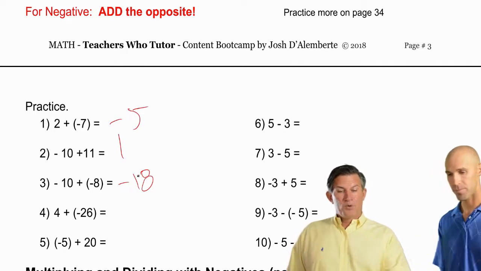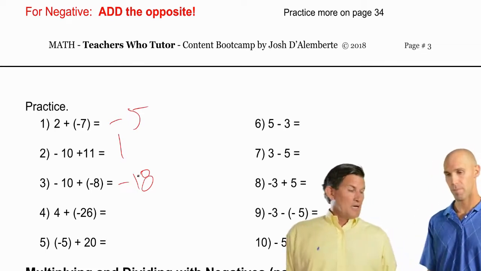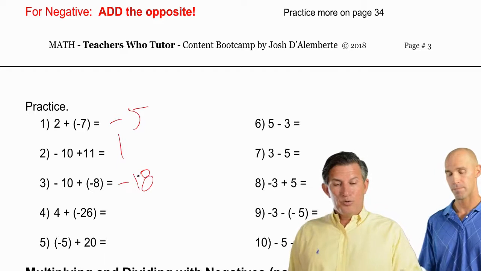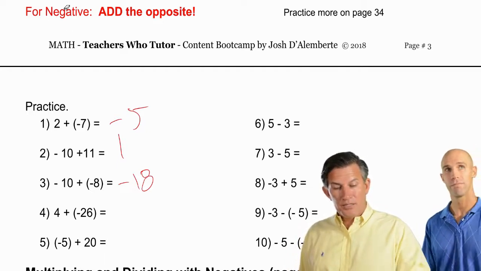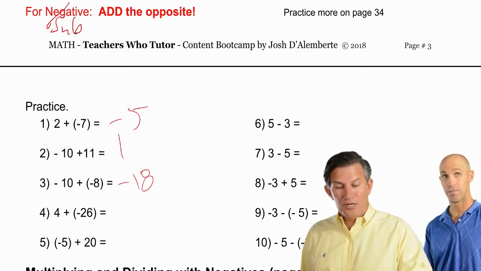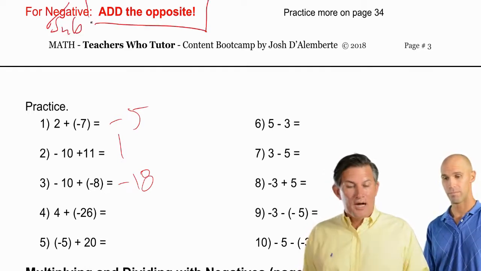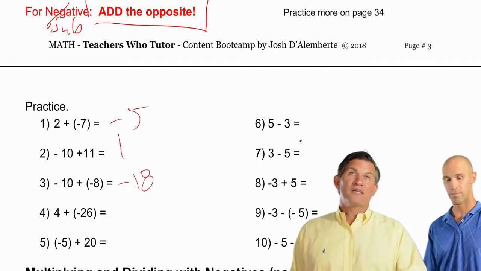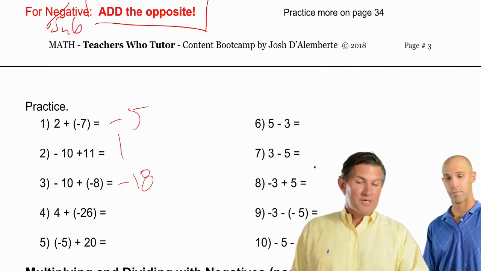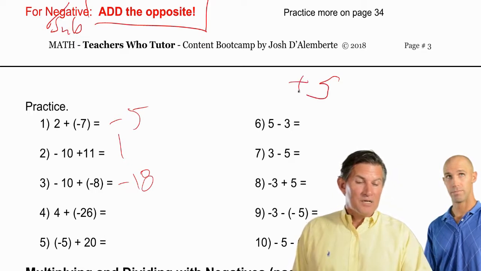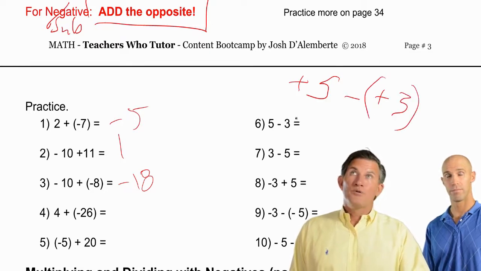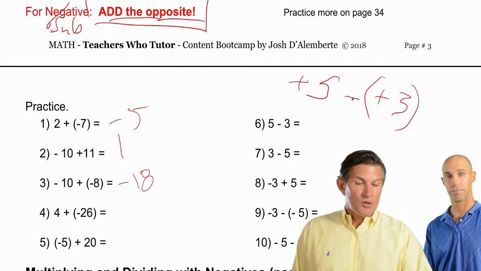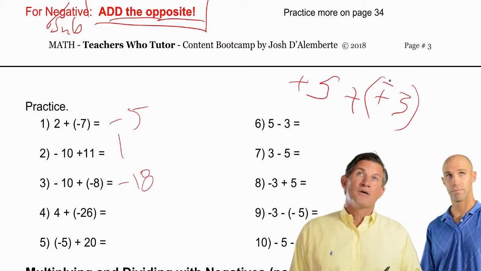Now, what we need to do is read up here and see how you subtract. Not for negative, but for subtraction. For subtraction, you're just going to add the opposite. How does this work? 5 minus 3. Well, we know what the answer to that is, but pretend it looks like this. 5 is a positive 5, and minus is a positive 3. What do you do? You add the opposite. So I add a negative 3.